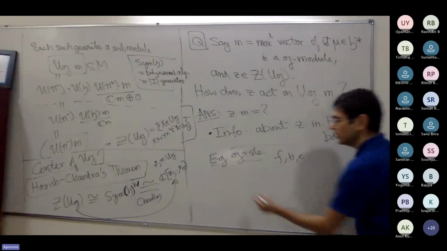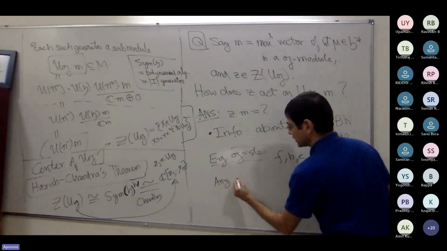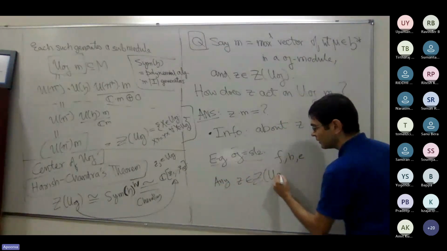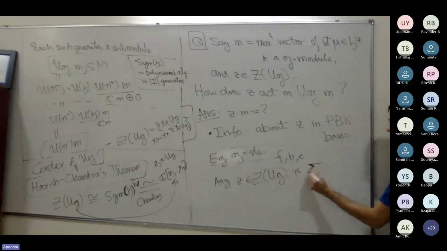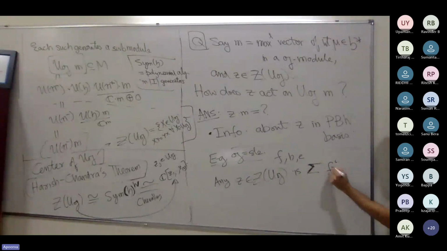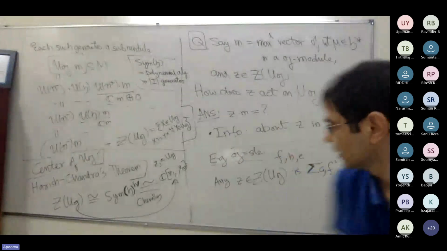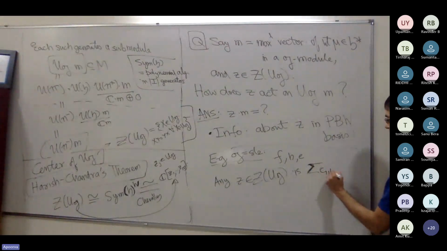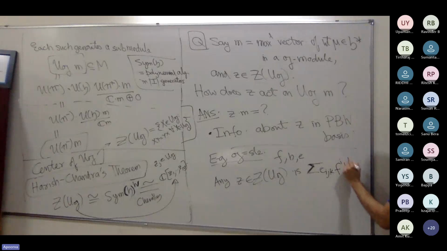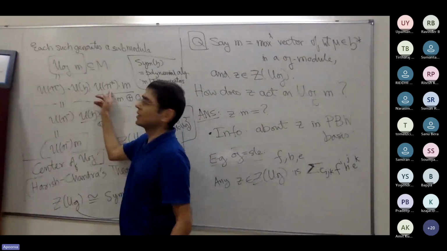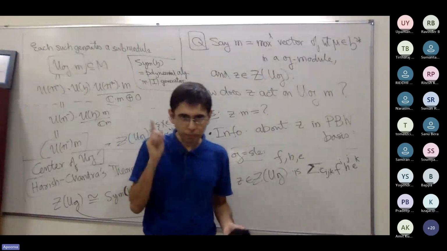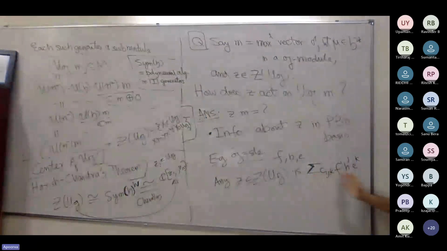So every element of UG, let's say Z in the center of UG, but in fact any element of UG, is of the form summation c_ijk F^i H^j E^k, with c_ijk some scalars. This is how you would write it down in the PBW basis, because all of these spaces are one-dimensional, F, H, and E. So the universal enveloping algebra is simply a polynomial ring in one generator each, and everything is of this form.